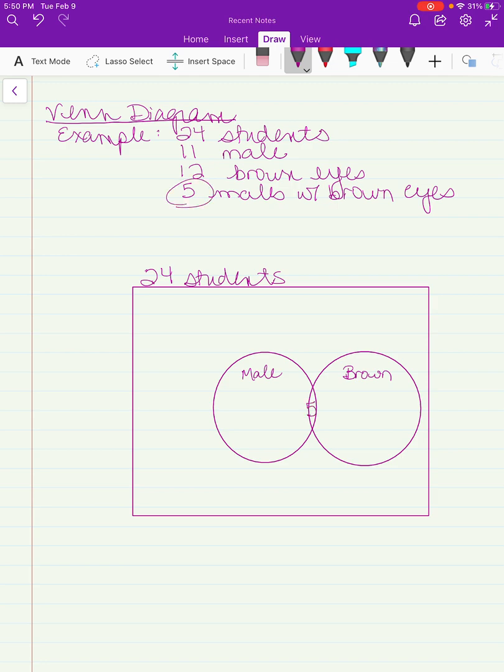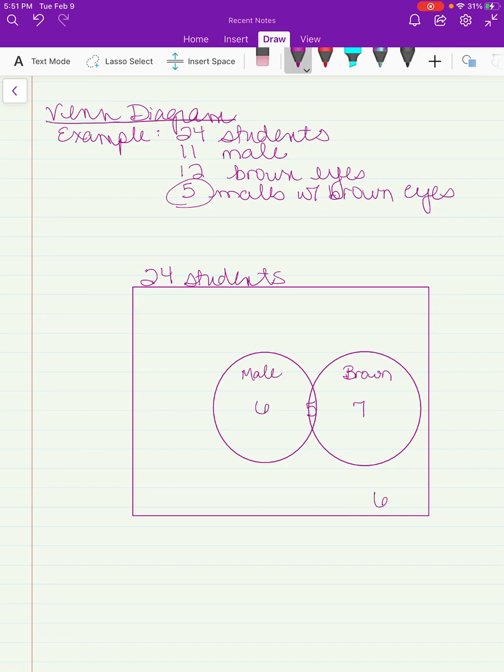So the 5 is the intersection. That's where the two things cross. Then I can figure out what my other numbers should be. I know that this whole circle's got to be 11. I already have 5 people accounted for, so that means that there are 6 males that don't have brown eyes. Then I know there are 12 people that have brown eyes. 5 of them are already accounted for, so I know that there are 7 more people with brown eyes that are not male. That accounts for 18 people.